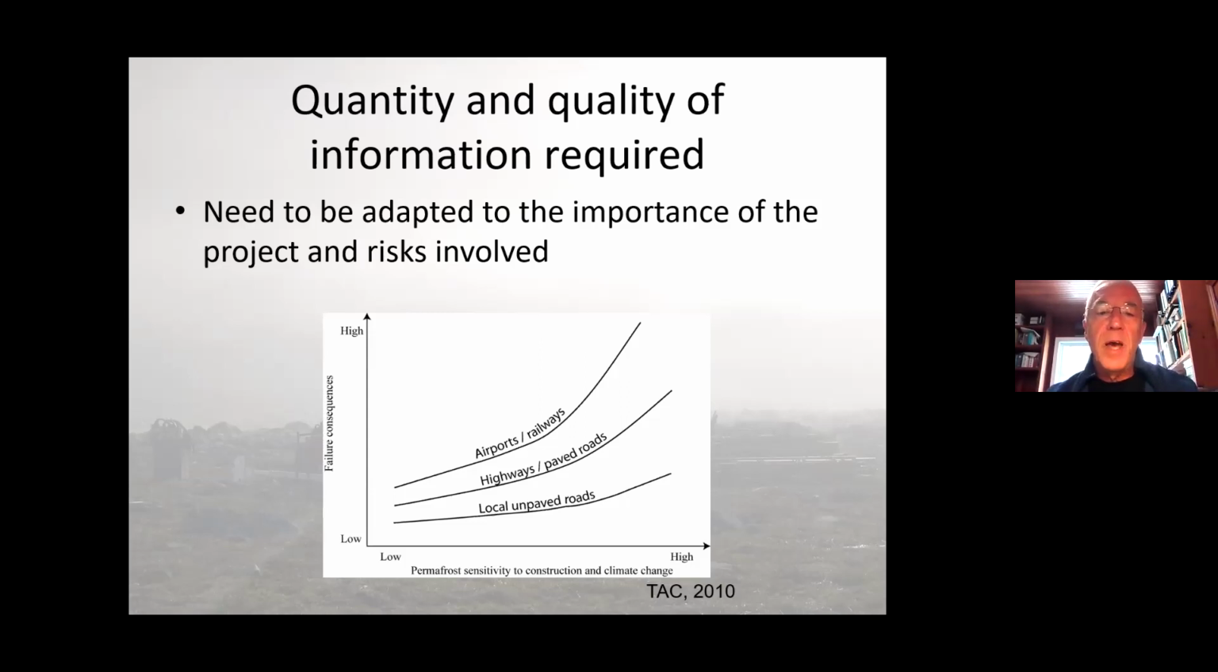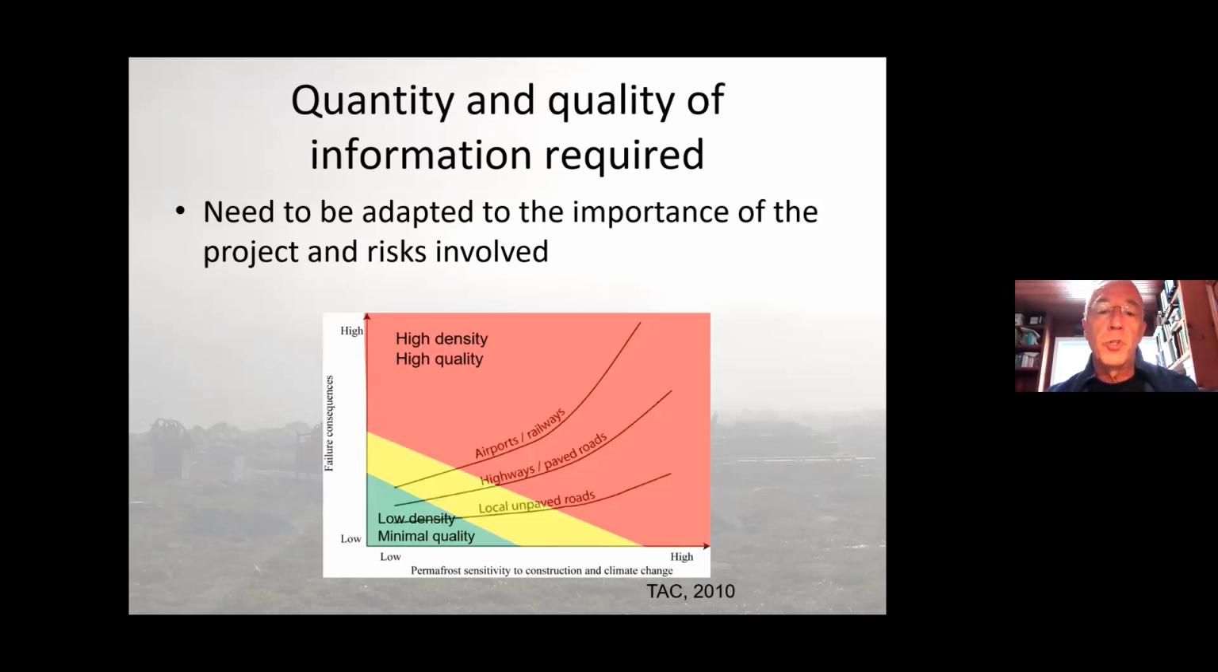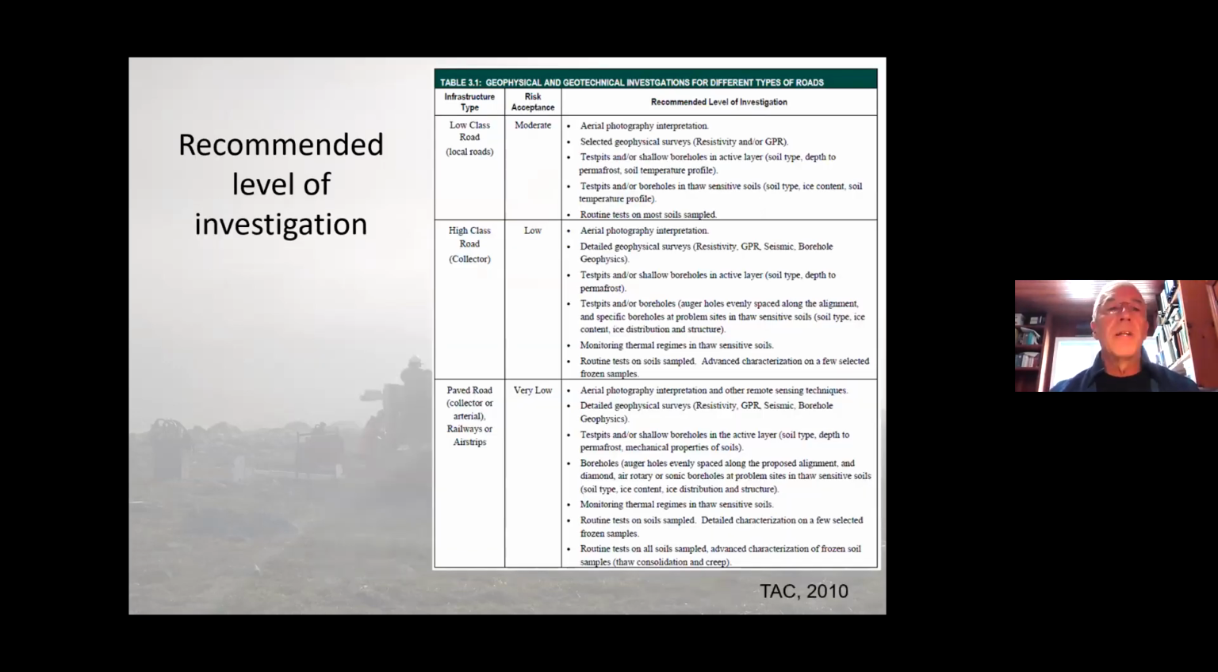So essentially, you need to adapt your investigation to the project. Generally, you'll need high density, high quality information when the failure consequences are high and the sensitivity of the construction to climate change is high. You need low density and minimal quality if you have low failure consequence and low sensitivity to permafrost degradation. So everything needs to be adapted. And there are guidelines to help you do that. And again, referring to the TAC guide, there's a recommended level of investigation for different classes of work.